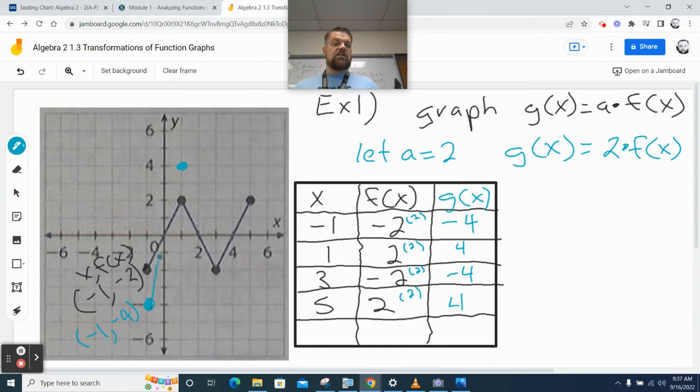It's kind of hard to do on this tablet, but okay. And then when x equals 3, my g of x equals -4. I'm going to draw a line from here to here. And then when x equals 5, g of x equals +4.